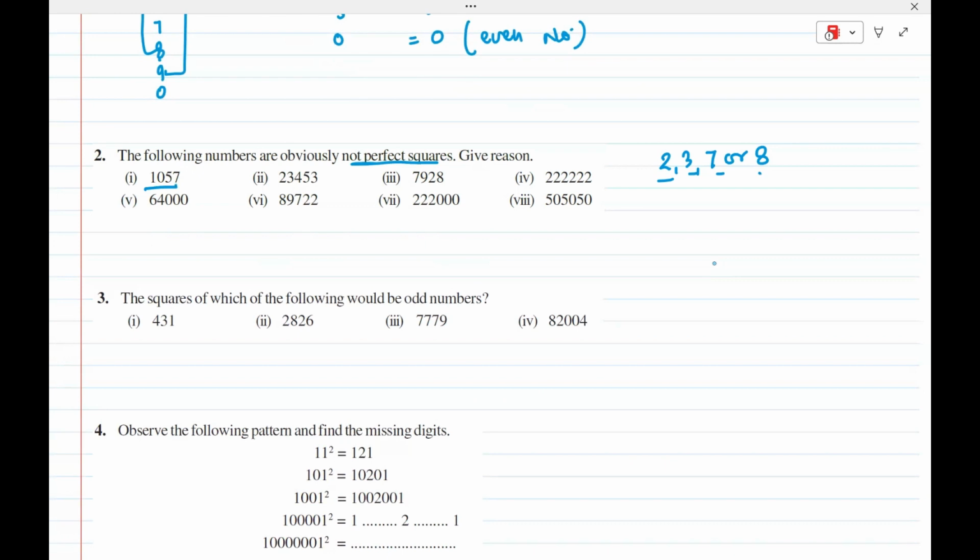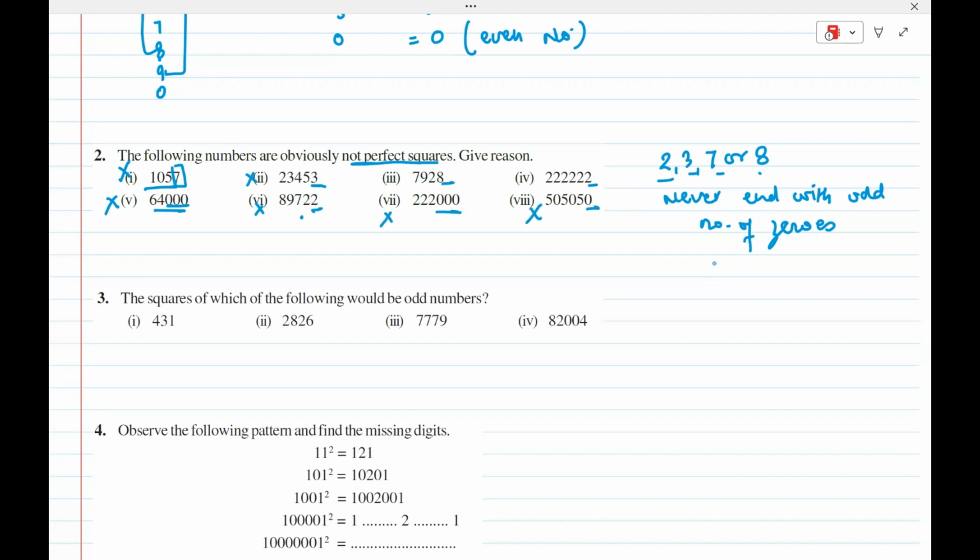See the first number. As the number ends with 7, it cannot be a perfect square. Same way, as it is 3, it cannot be a perfect square. 8, again not. And why can this not be a perfect square? Because a perfect square can never end with an odd number of zeros. As it has 3 zeros, it cannot be a perfect square. Again, as the number is ending in 2, it cannot be a perfect square. An odd number of zeros cannot be a perfect square.